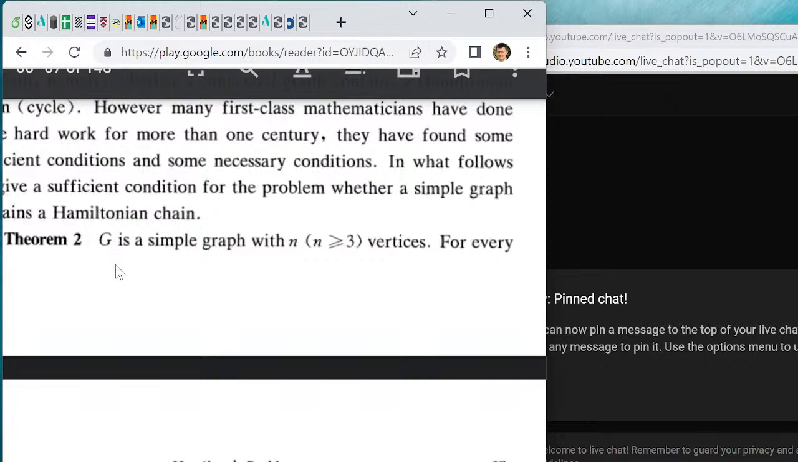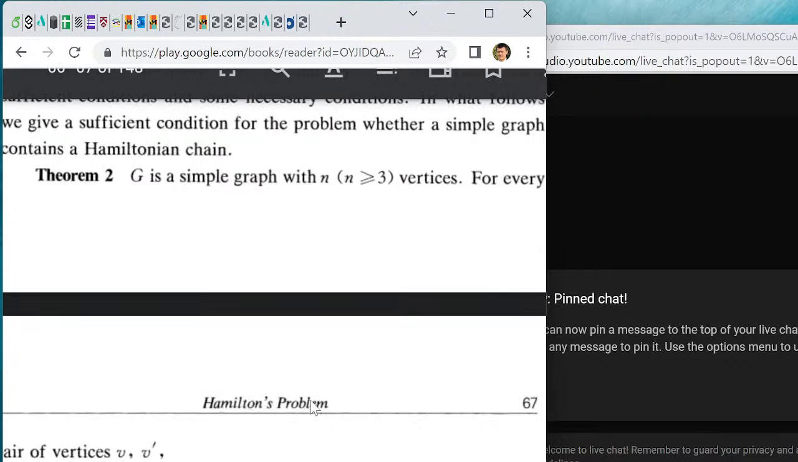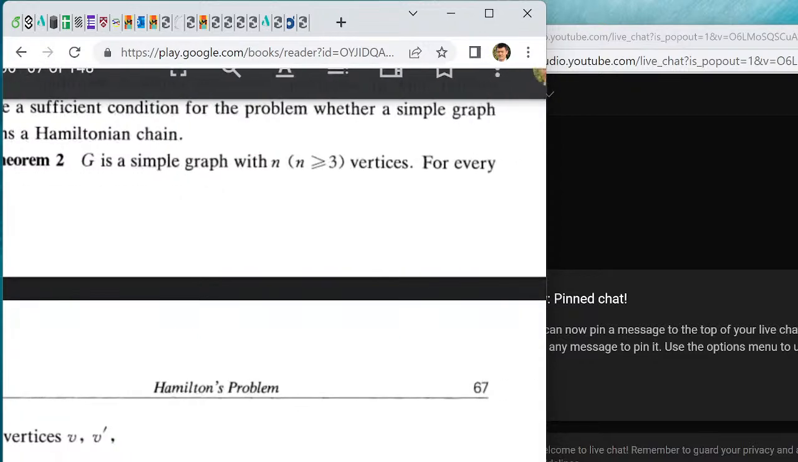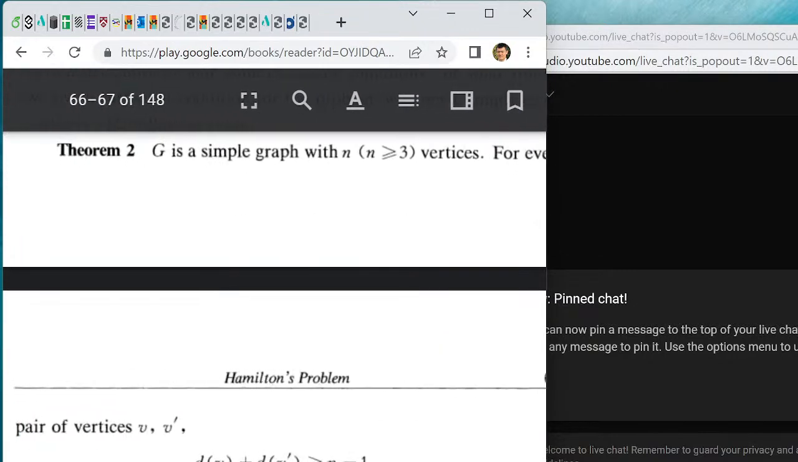Okay, so G is a simple graph, so I'm assuming that means it has no edge loops, with at least 3 vertices. And for every pair of vertices, the sum of their degrees is at least n minus 1. If that's the case, then it has a Hamiltonian chain. I think this is a result.